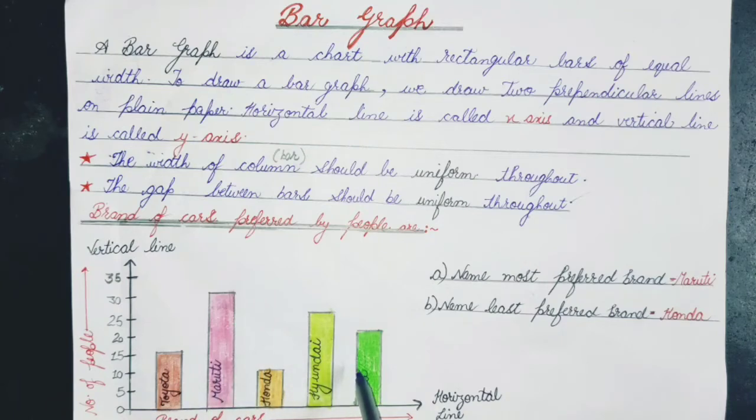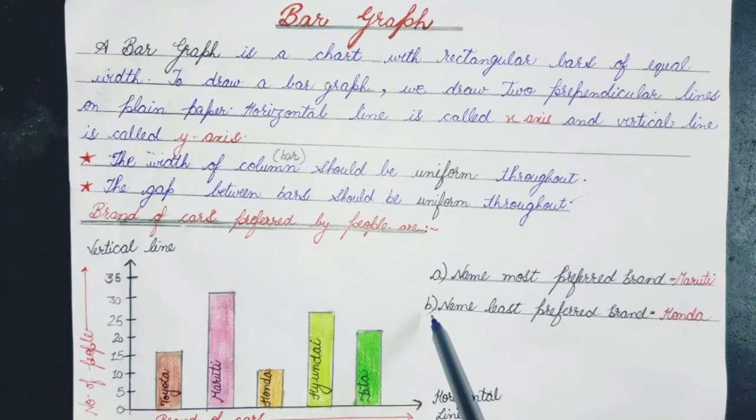Right everyone, you can see here this bar graph is made by me, which shows the brand of the cars preferred by the people. See here, the Toyota car is preferred by the 15 people, Maruti car is preferred by the 30 people, Honda is preferred by the 10 people, and Hyundai is preferred by 25 people, and at the last Tata is preferred by the 20 people. So by looking at this bar graph, I can directly draw the conclusion, right?